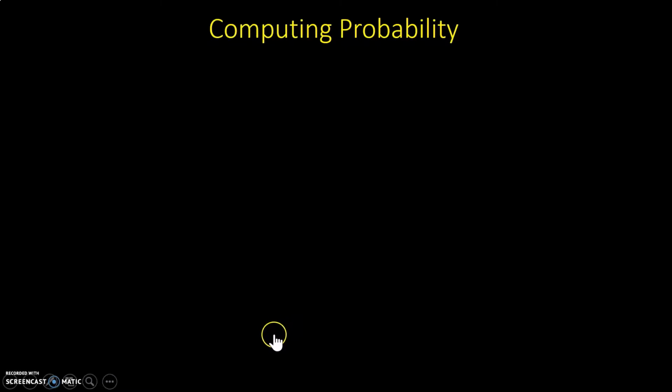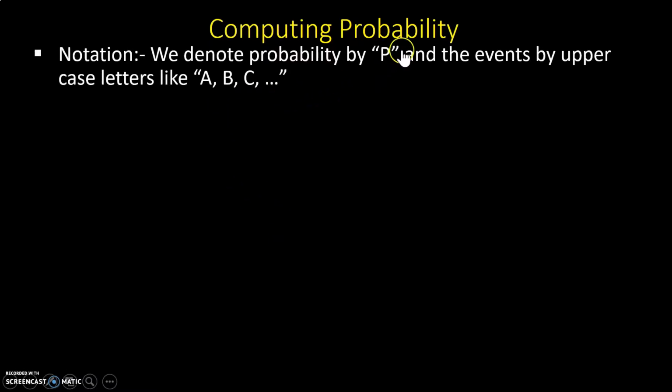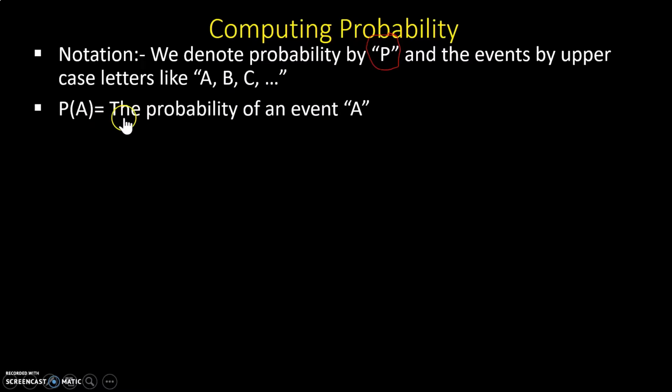Now we see how to compute the probability. But before we learn how to compute the probability, it's very important that we understand some of the notation. In this entire chapter, we represent the probability by uppercase letter P, and we represent the events by uppercase letters like A, B, C. So what does P(A) stand for? P(A) stands for the probability of an event A. We use P for probability and A for an event. So this is read as the probability of an event A.